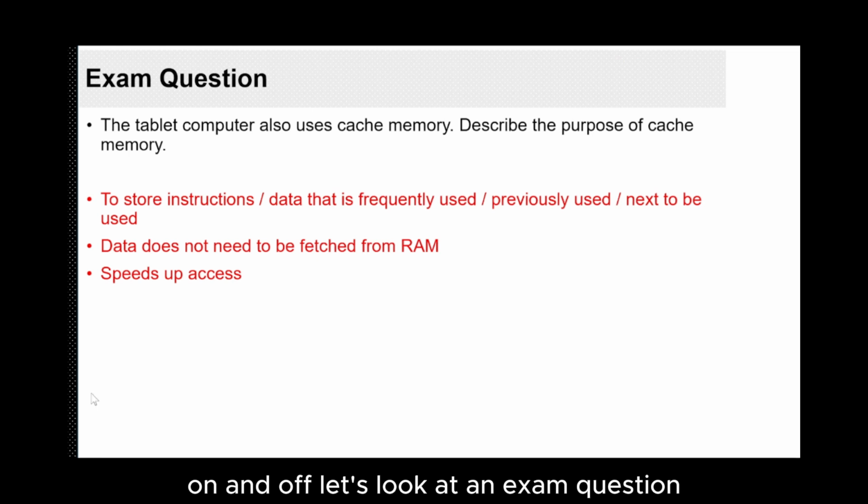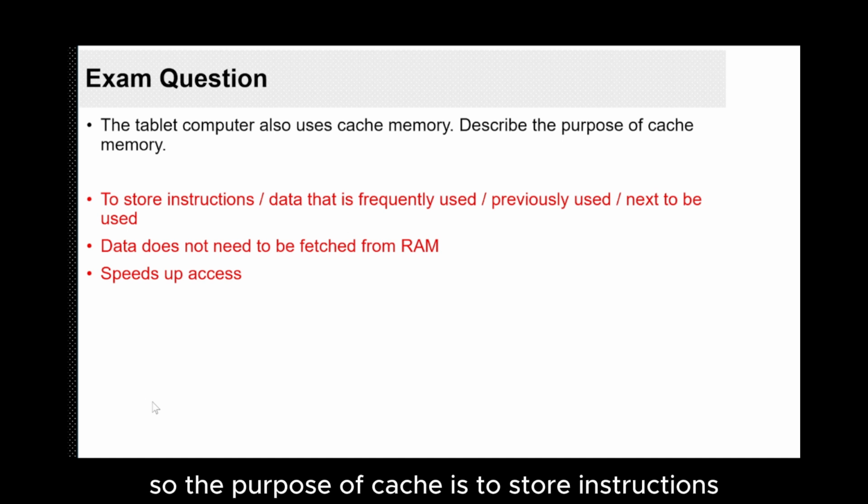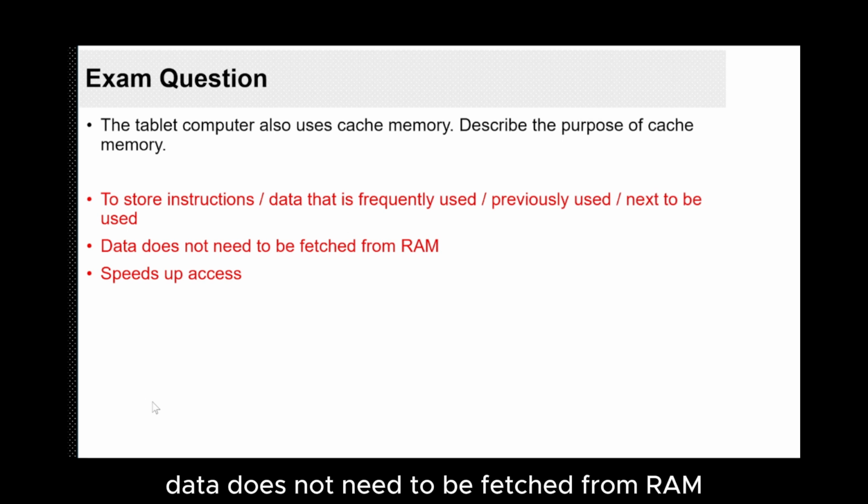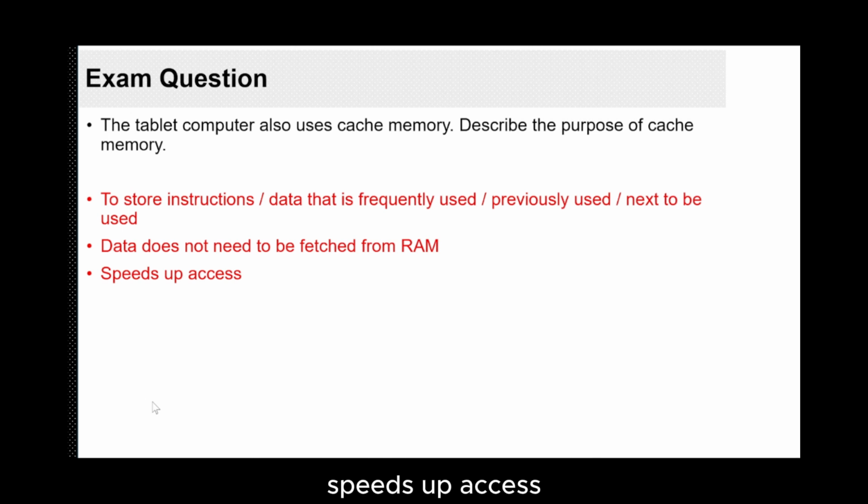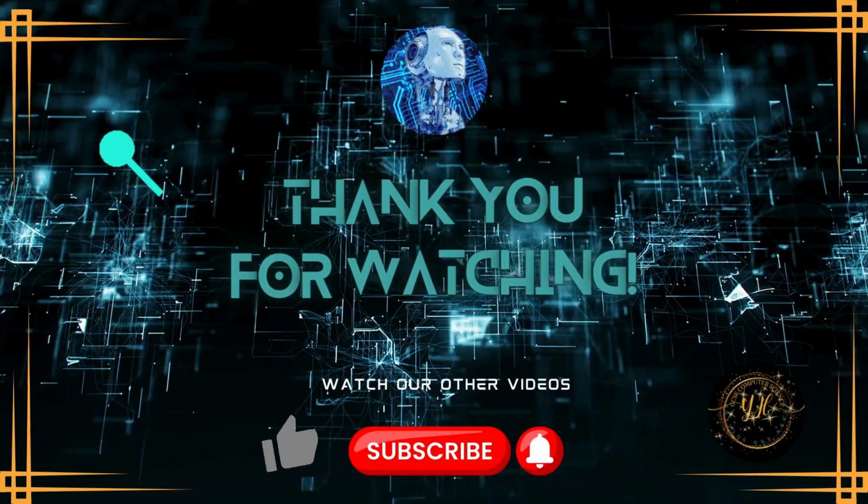Let's look at an exam question. The tablet computer also uses cache memory. Describe the purpose of cache. So the purpose of cache is to store instructions. Data does not need to be fetched from RAM, which speeds up access.